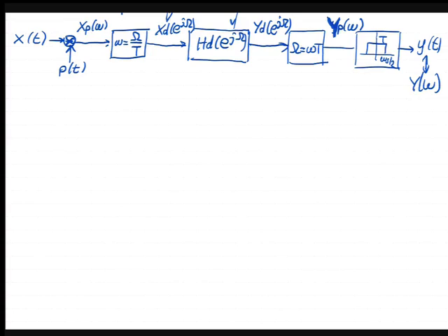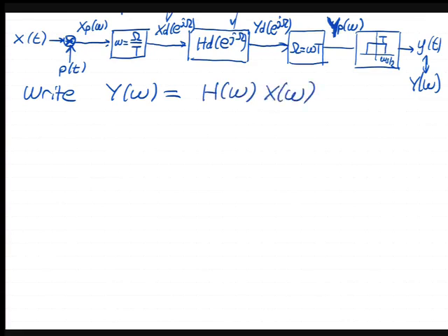So what I want to do is write the goal. Let's start with the goal. Write Y of omega as some frequency response that represents the whole block times X of omega when x is band limited. That's our goal. We can't do this in general without this band limited assumption because it's not an LTI system, but when it's band limited, it is possible, and we'll try to find an appropriate H here. Okay? So that's our goal.